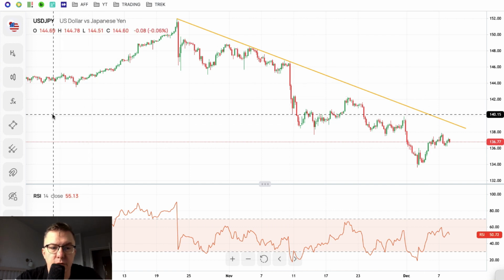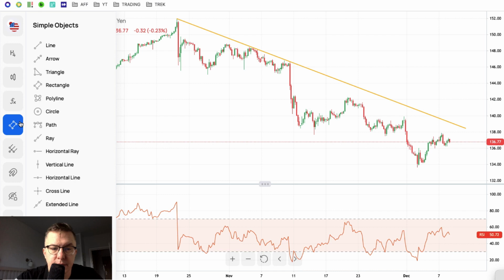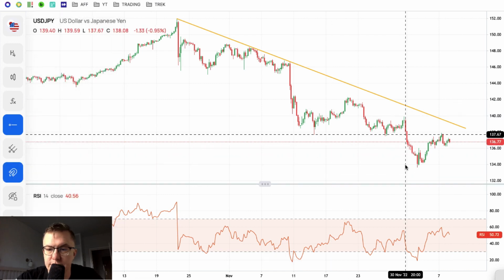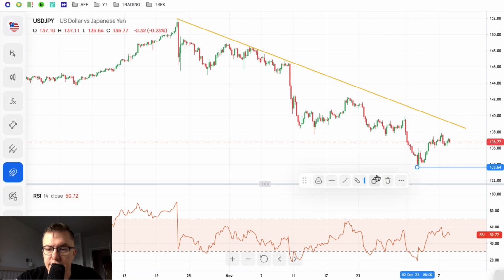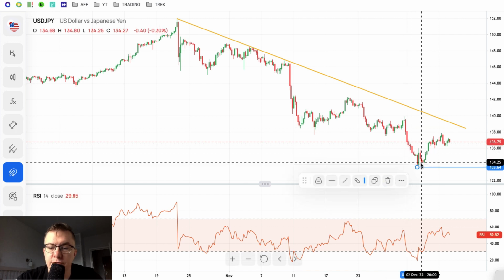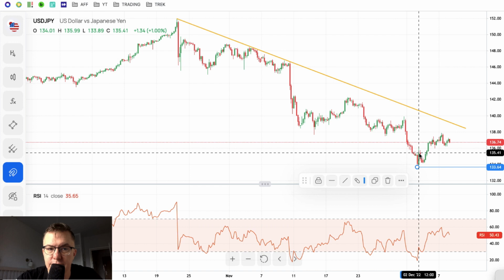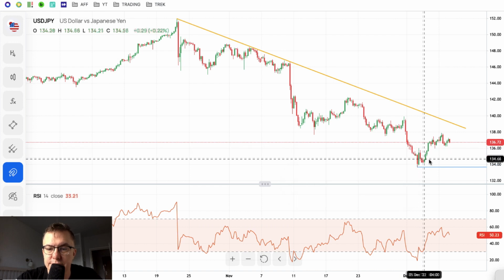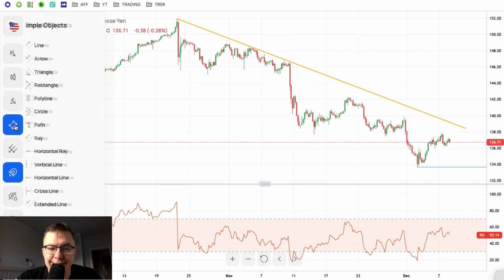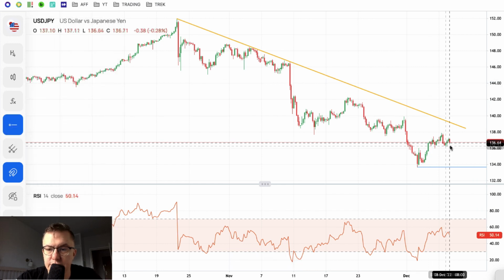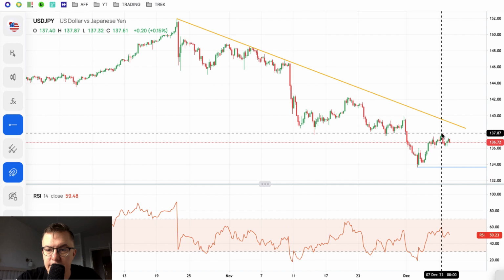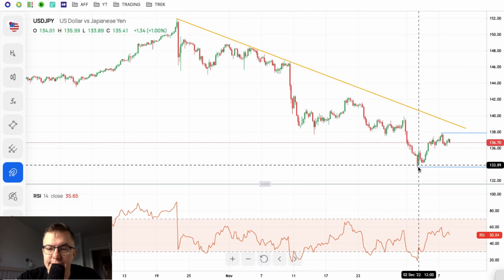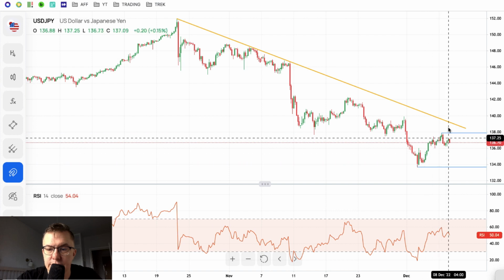The recent low that we made here, if we use the horizontal ray, was made at 133.64. You can see the bullish engulfing pattern on the 4-hour chart, so a very nice indication of a possible up move. Then of course the up move continued towards the level of 137.87. So we have this slight jump to the upside.